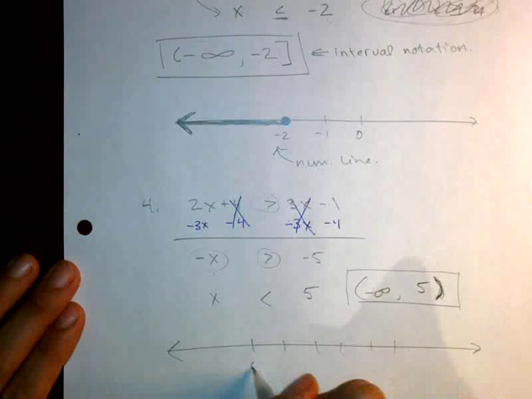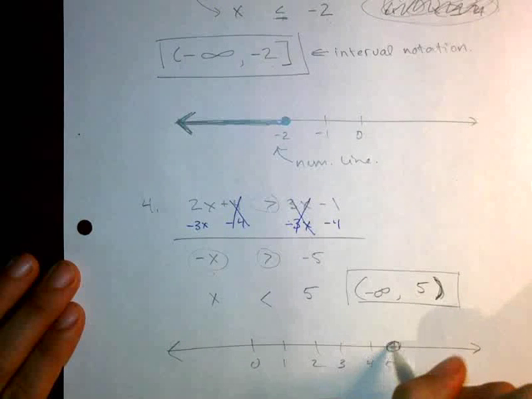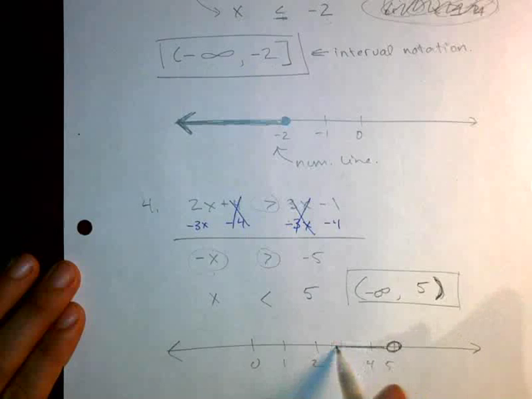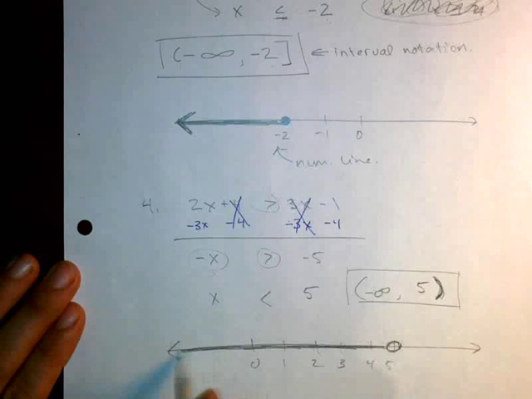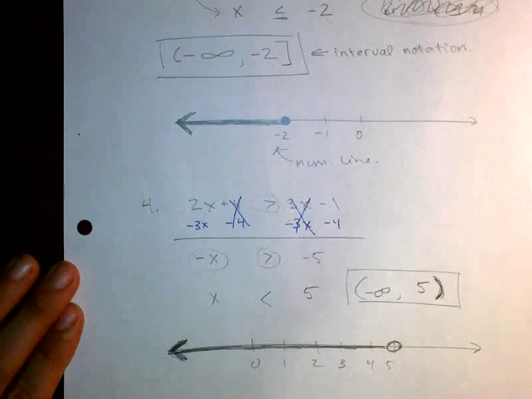And our number line is 0, 1, 2, 3, 4, 5. We have an open circle because 5 is not one of the possible solutions. And our arrow points to the left.